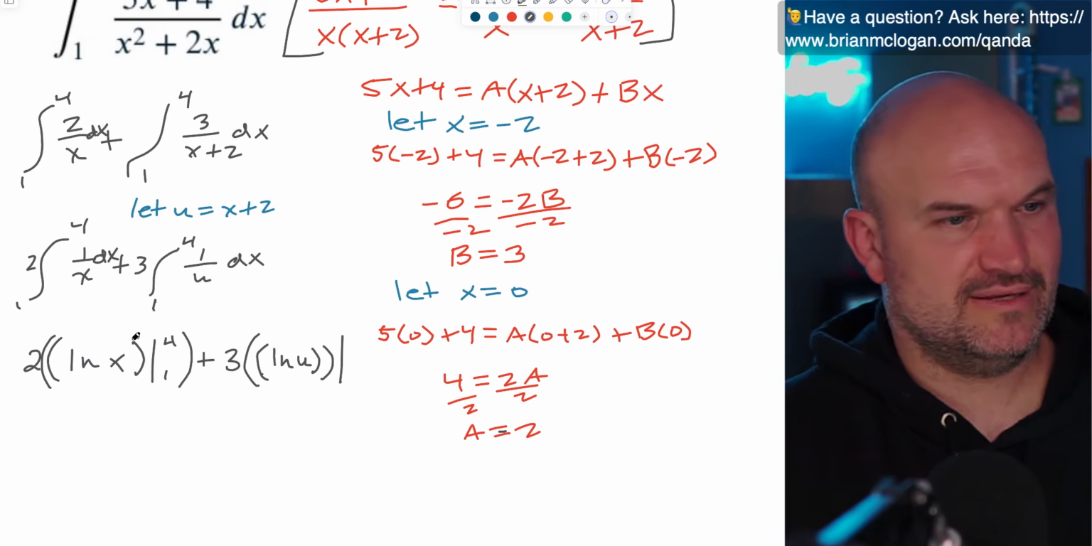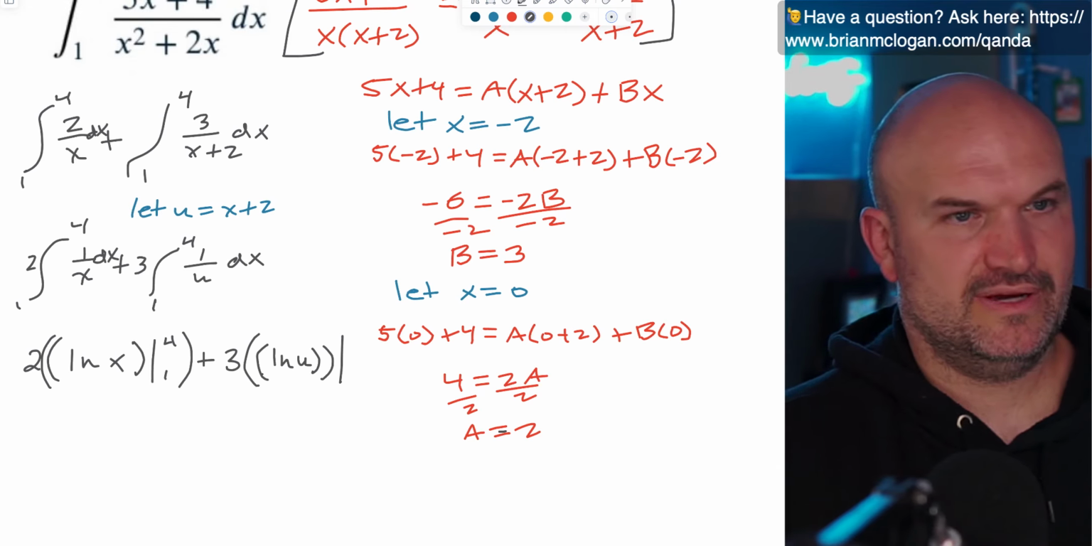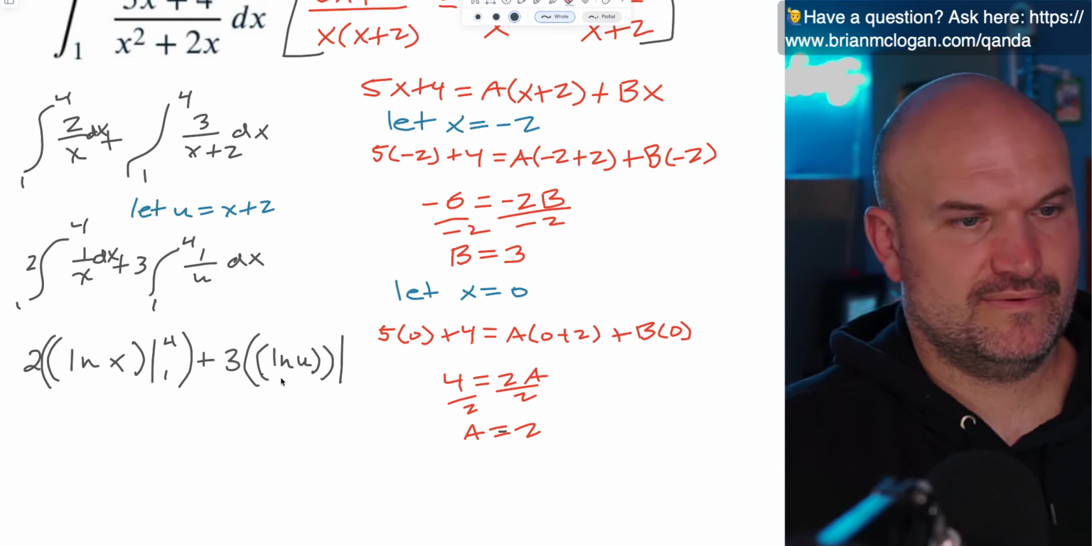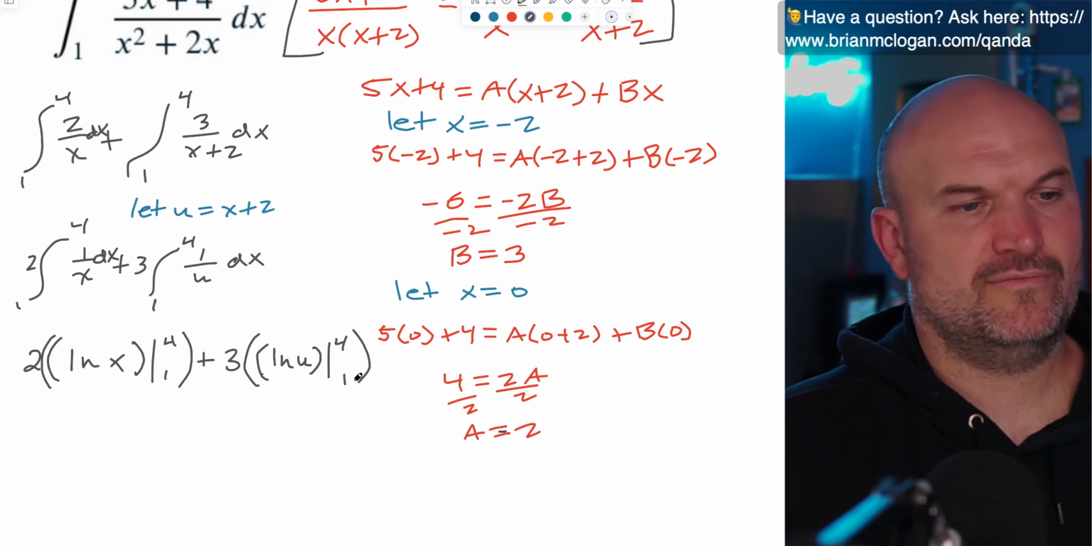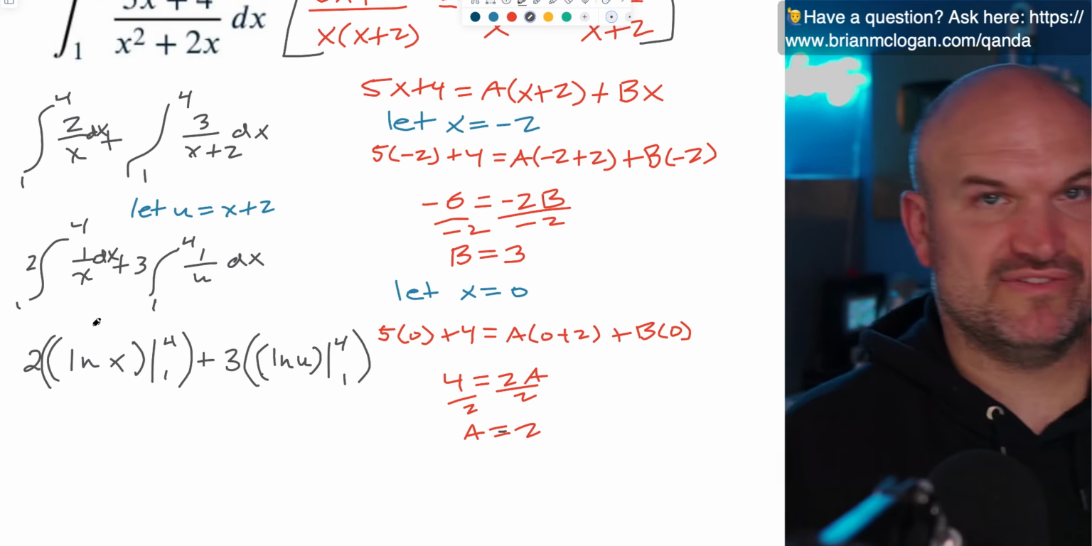Oh, wait. Oh, dang it. Where am I writing this? Yeah, I have too many parentheses going on there. ln there on the integration from 1 to 4. Right. Okay. So now we've integrated.